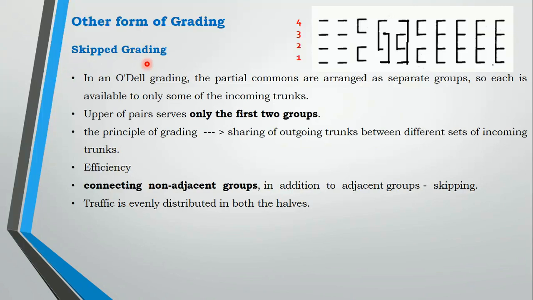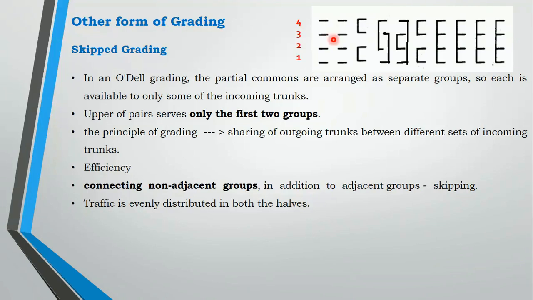One is skipped grading. As the name itself says, you are moving from one level to another level. As already known, the grading principle was invented by a scientist and it is named after him, Ordell grading. The partial commons are arranged as separate groups. Usually the groups will be arranged in a separate manner, but the availability is very less. That means if these two groups are connected, the availability is allowed only for the first and second. Even if 3 and 4 are free, you can't use that group.